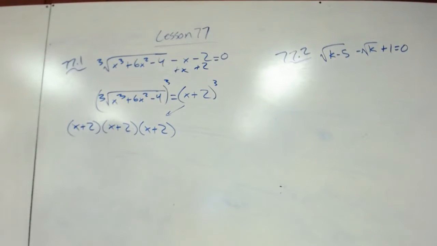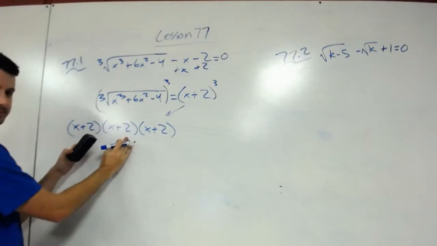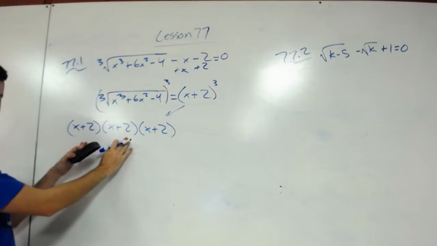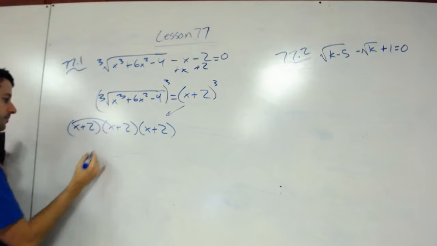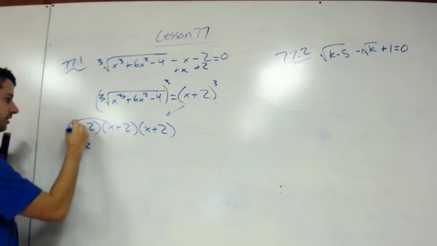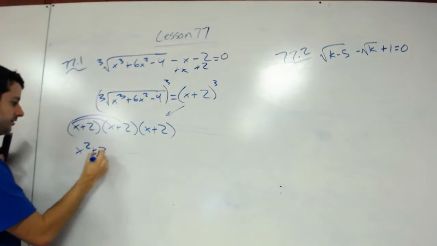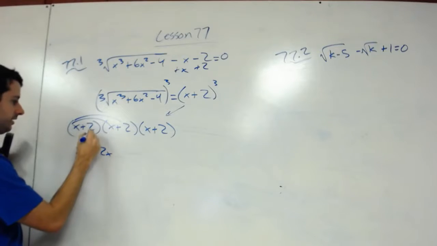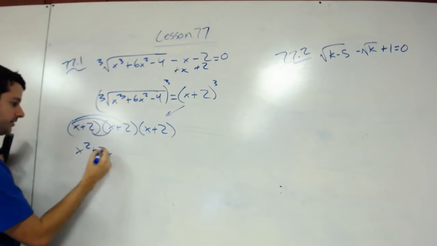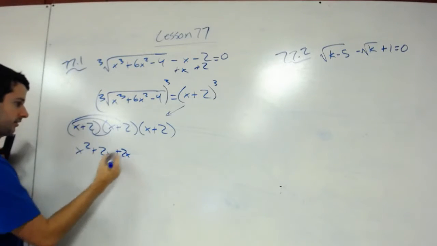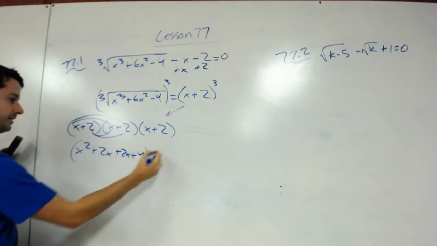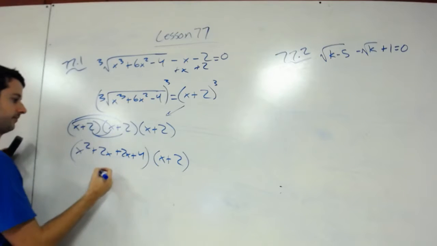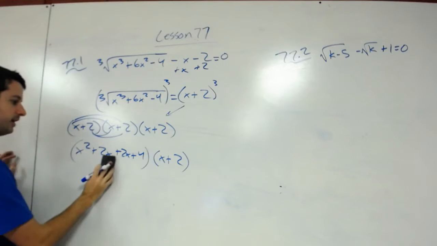So I'm going to start by foiling just 2 of them, and I'm going to try to do this really fast. X times x, x squared first, outside 2x, inside 2x, those added together, I'll do that in a second, plus 4. So we've got that times x plus 2. Simplify here, and that's 4x.